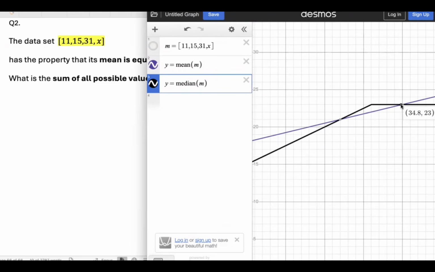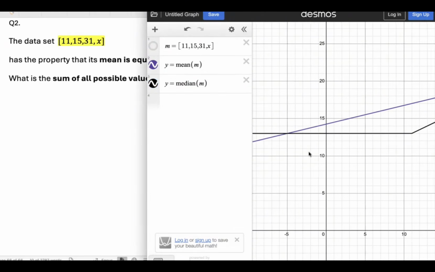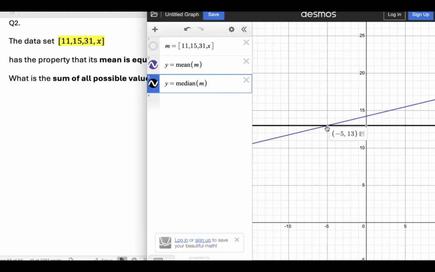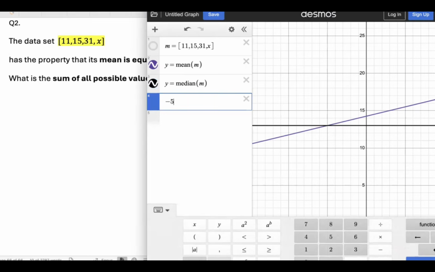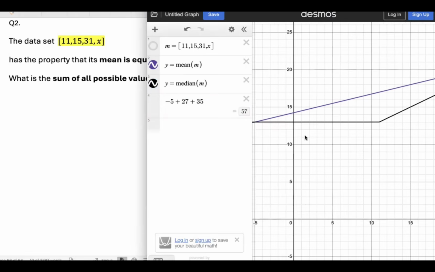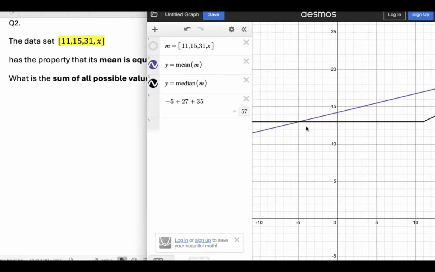So let's look at the first one. We get 35 right there, right? Second one, 27, same thing we got. And the third one is minus 5. So we have minus 5 plus 27 plus 35. And that's our right answer. So that value X, the sum of all of them, is 57.